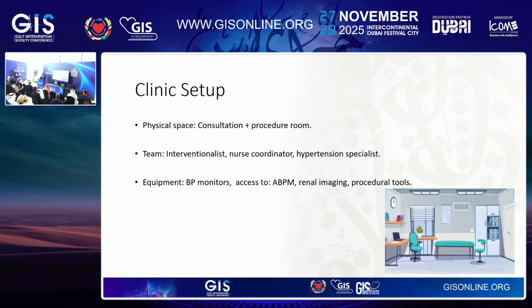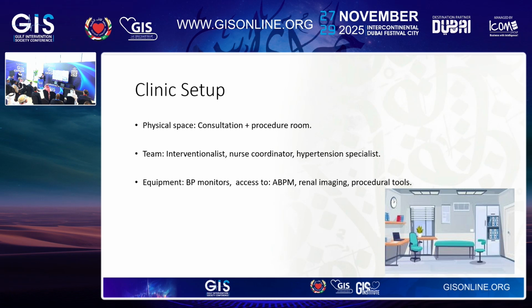This is an easy step, which is how to set up your clinic. Of course, you have the normal setting, plus you have to have access to the ambulatory blood pressure monitoring device, renal imaging, and the procedural tools. And of course, you have to explain the procedure to the patient. You have to tell him the risk, which is very low, and you have to tell him the chance of response. It's not a magical therapy.